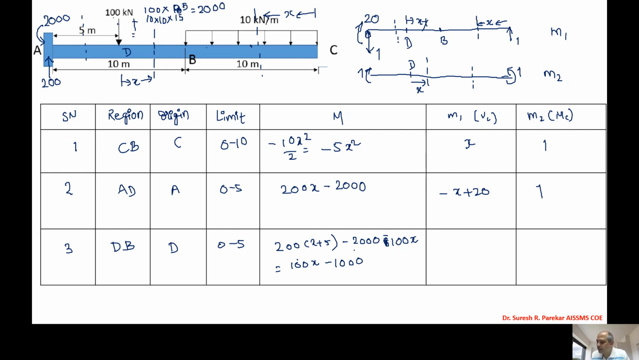Then we have next, that is M1, so this M1 will be 20 minus 1 into x plus 5.